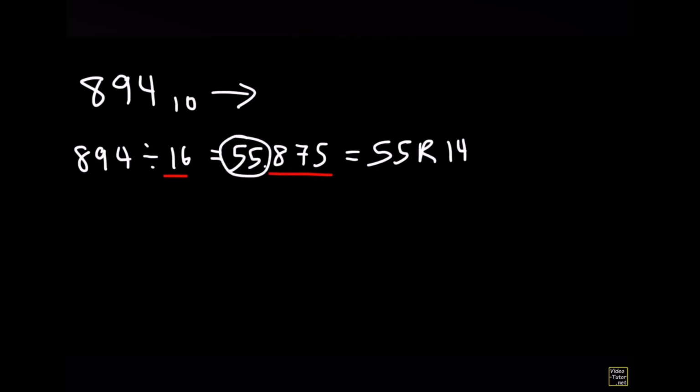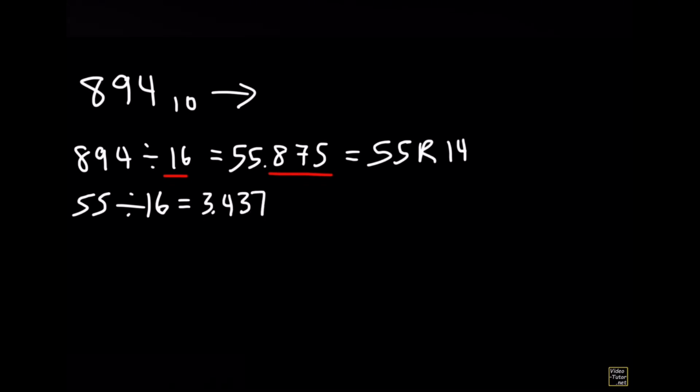The next step is, let's take 55 and divide it by 16. 55 divided by 16 is equal to 3.4375. So we have 3 remainder, and take the 0.4375 and multiply it by 16. And that will give you a remainder of 7.